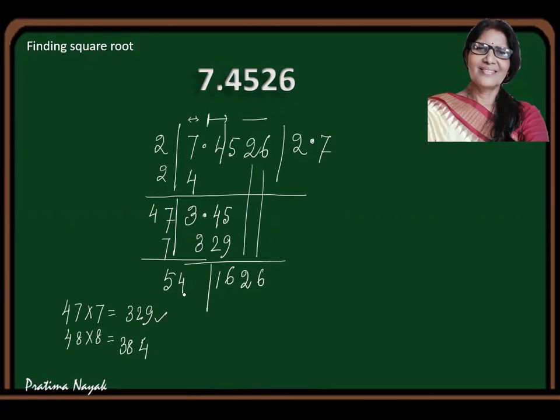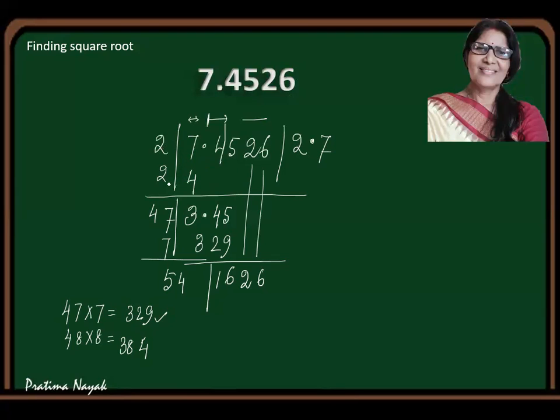Either 4, is it a perfect square? No, it is not a perfect square. Let us check whether I have done any mistake.